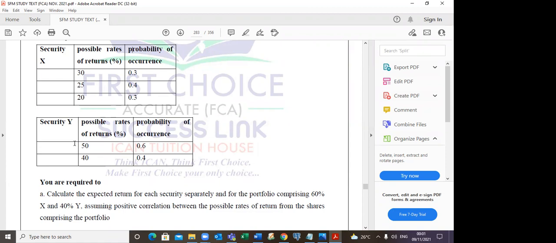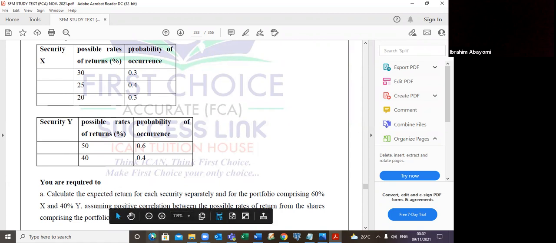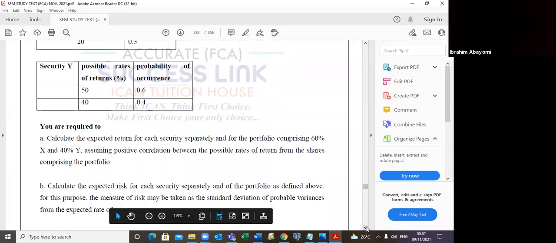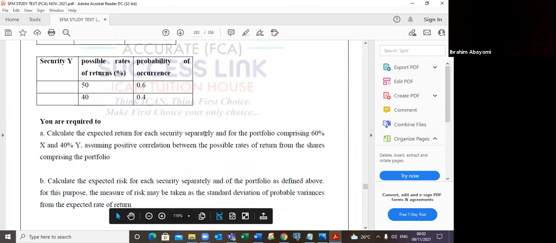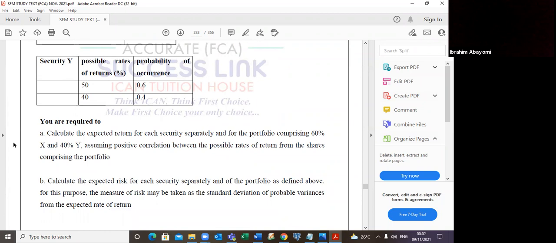$46. Okay. That's the expected return of each of the securities separately. You can now say we should also compute the expected return for the portfolio comprising 60% of X and 40% of Y.